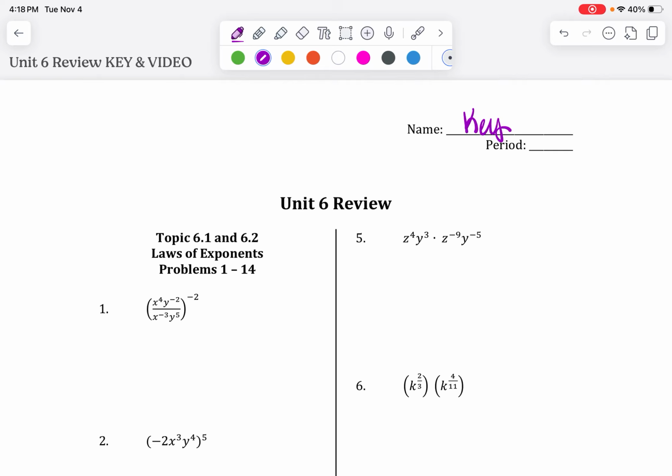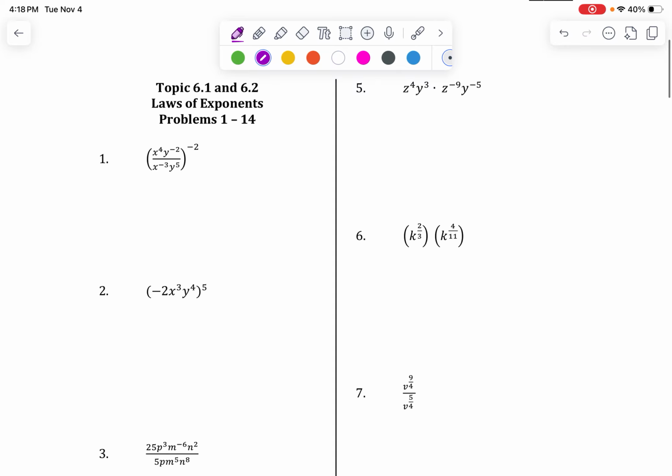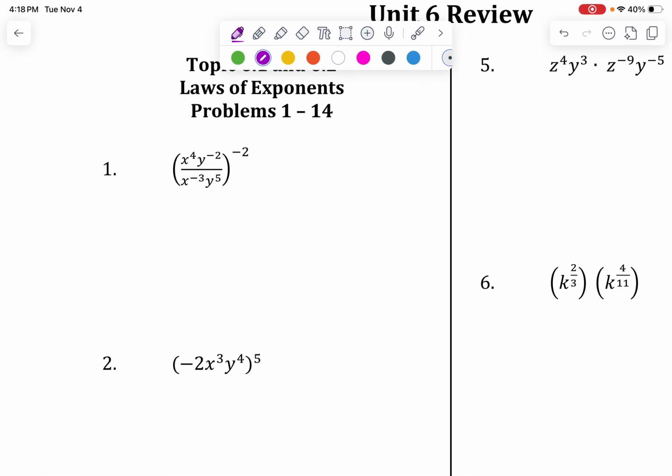All right, I'm just going to walk through these questions on the Unit 6 review. So here we go. Our first topic was law of exponents. So remember, if you have a power on the outside of the parentheses, that power has to go to every single factor inside. It doesn't matter if it's a number or a variable, right? You have to give everybody that power on the outside.